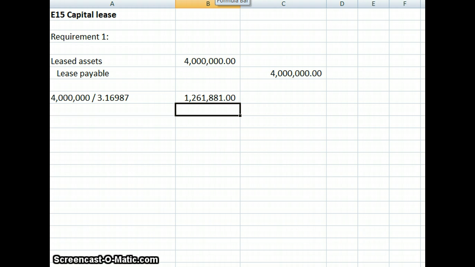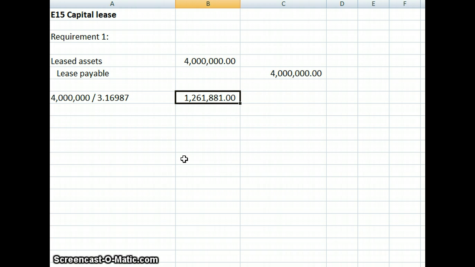If we were doing this the other way, and we just knew the lease payment of 1,261,881, we would take that times that same present value of an ordinary annuity factor. So it'd be 1,261,881 times 3.16987, and that would give us our $4 million. It works both ways. Okay, and then our amortization schedule. This is our payment, the 1,261,000.